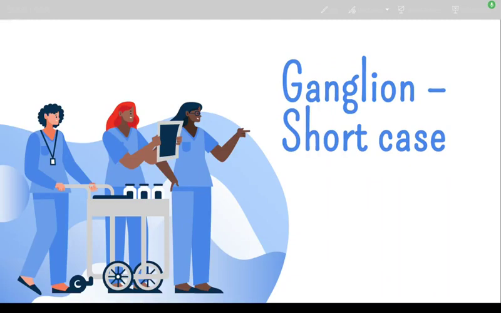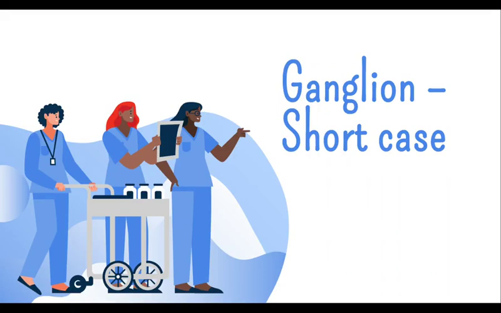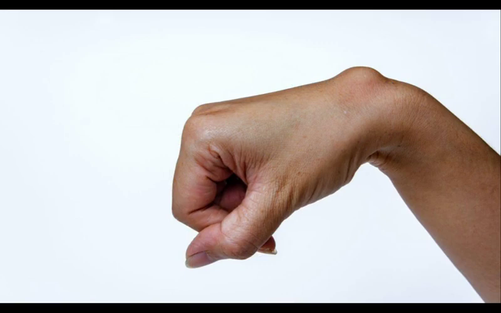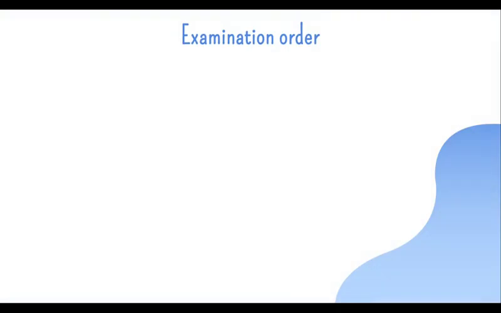Hello, in this session we are going to talk about how to approach a short case of ganglion. This is also a very common surgery short case. So for a lump, our usual examination order is SPACEPIT.